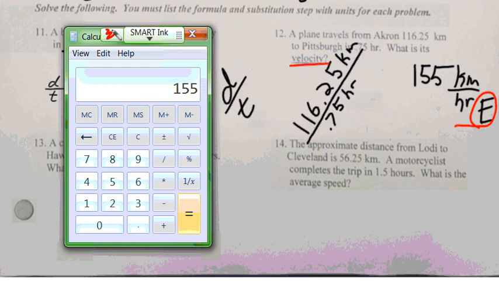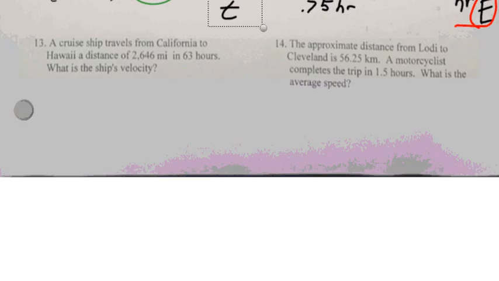Number 13 is taking the same basic idea because number 13 says a cruise ship travels from California to Hawaii, a distance of 2,646 miles in 63 hours. What is the ship's velocity? We have, again, a problem that involves velocity, meaning distance divided by time with a direction. So we have distance. In this case, it is going to be 2,646 miles all over 63 hours.